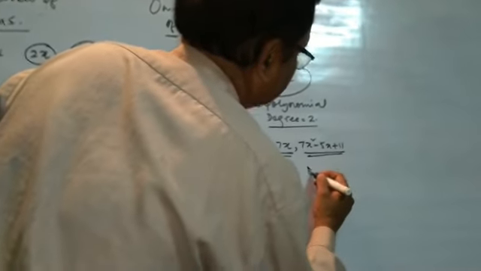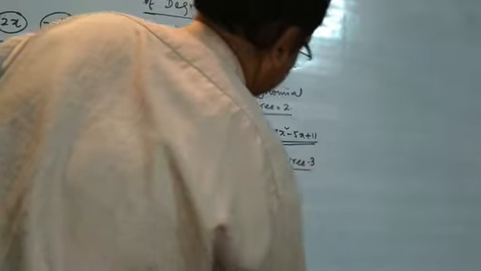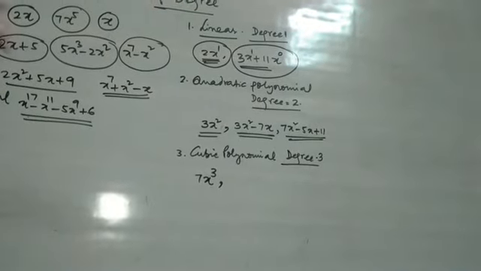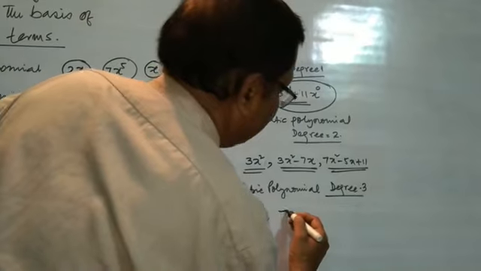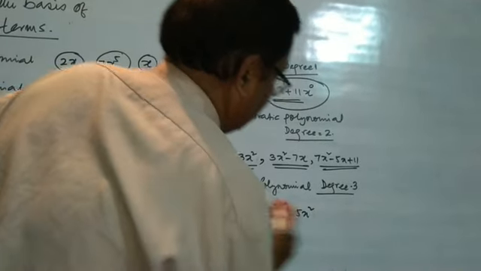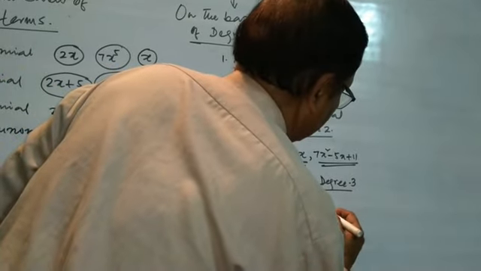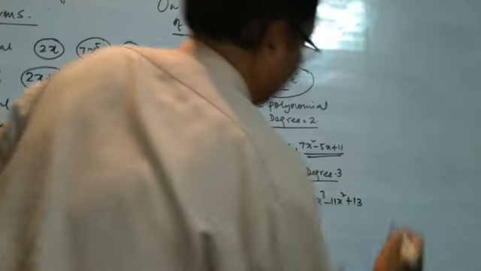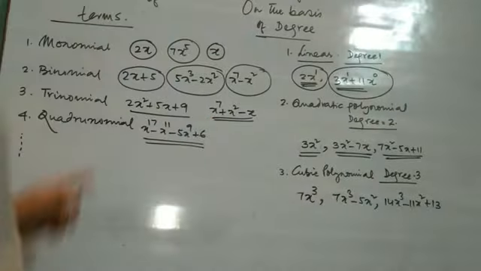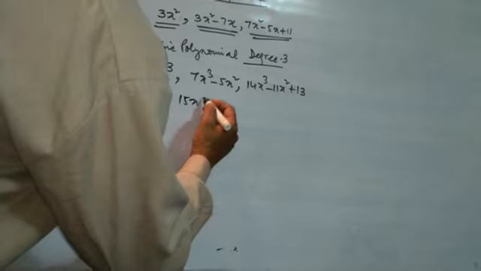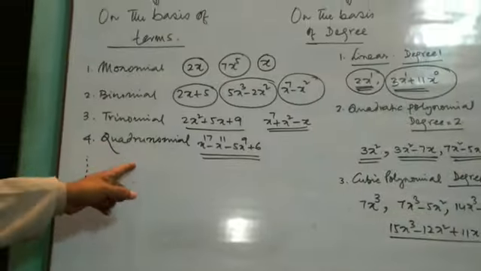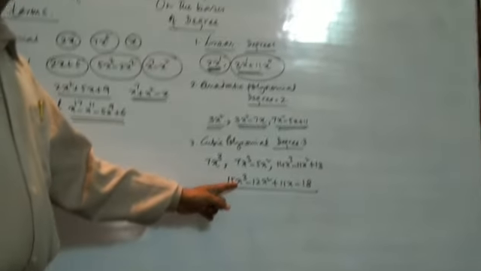As the name suggests, its degree will be 3. Suppose I am writing 7x cube. Cubic monomial, 1 term. I am writing 7x cube minus 5x square, cubic binomial. Then 14x cube minus 11x square plus 13, cubic trinomial. And the last one is 15x cube minus 12x square plus 11x minus 18, cubic quadrinomial. Why cubic? Because the highest power of the variable happens to be 3.